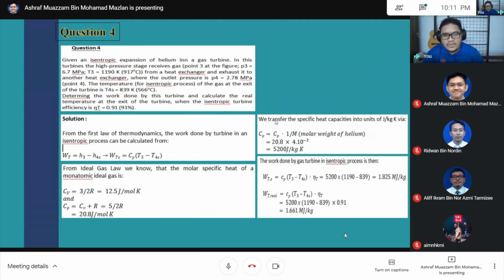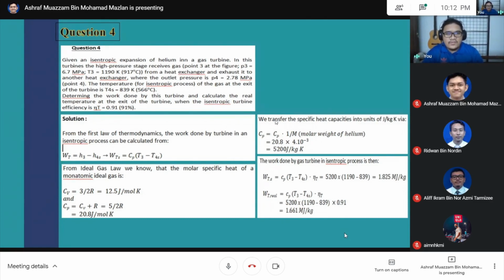Now, from the first law of thermodynamics, we know that the work done by the turbine in an isentropic process can be calculated from Wts equals h3 minus h4s, equals Cp times T3 minus T4s. Now, from the ideal gas law, we know that the molar specific heat of a monatomic ideal gas is Cv equals 3 over 2 R, which equals 12.5 joules per mole K, and Cp equals Cv plus R equals 5 over 2 R, which means the value is 20.8 joules per mole K.